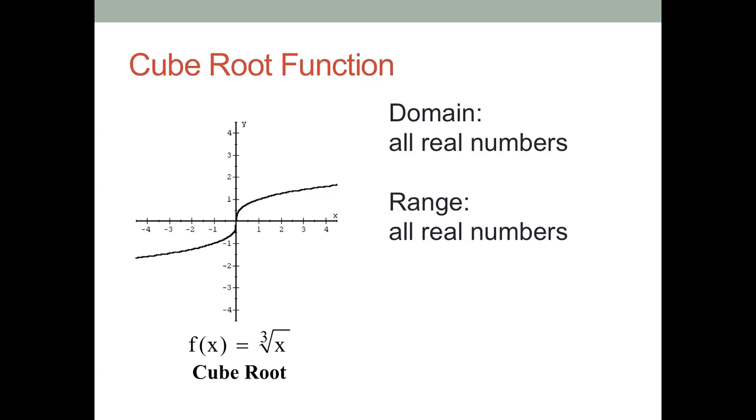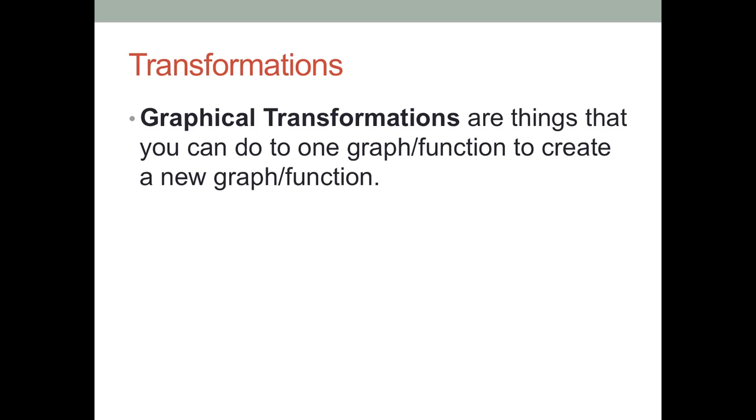So these parent functions, you need to know. You need to be able to identify them. You need to know what the basic graph looks like for these parent functions. You need to know what the domain and the ranges are for these parent functions. These you have to know because these form the basis of other graphs in the same family. And the one way to get those other graphs is by doing what's called graphical transformations. So these are things that we can do to one graph or function to create a new graph or function.